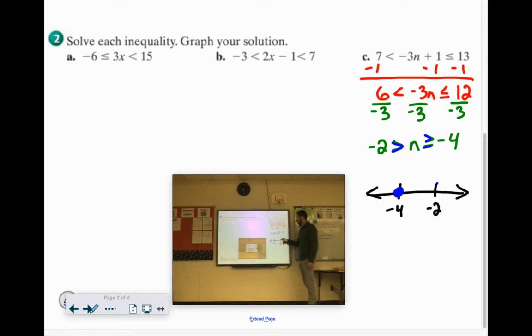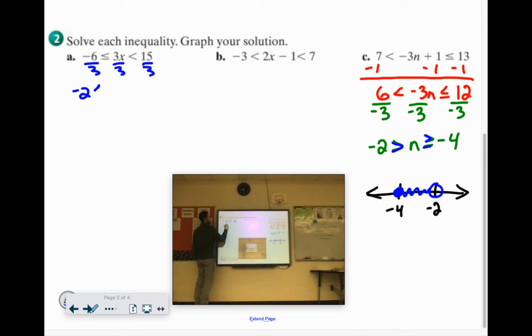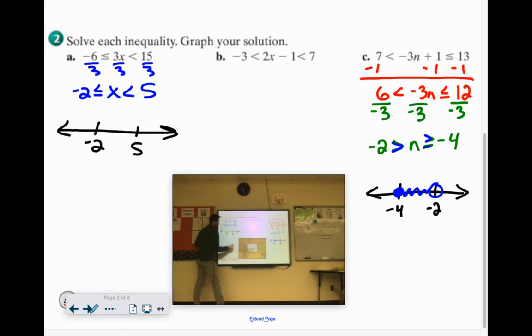-2 just gets the open dot. This is an and problem, so you shade in the middle. So try these out, give them a whirl, and check in. So, all right, here we go. Divide by 3. 2 less than or equal to x less than 5. 2, 5.